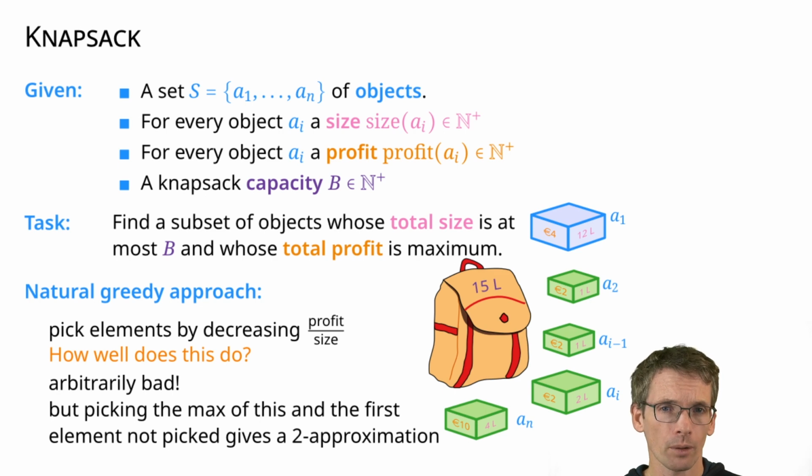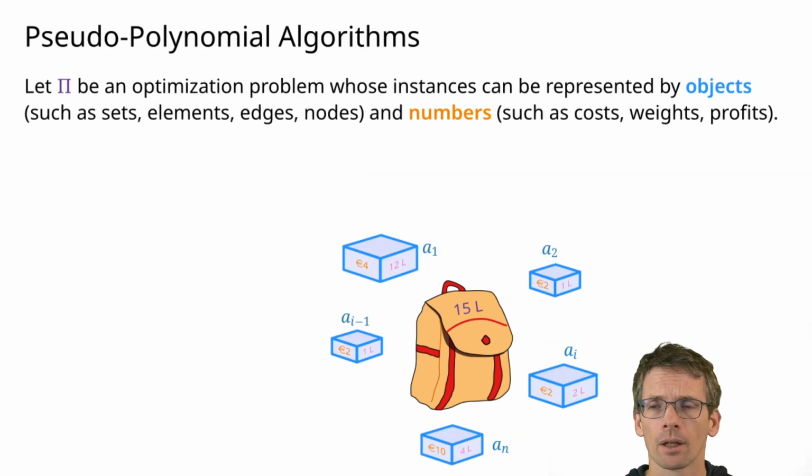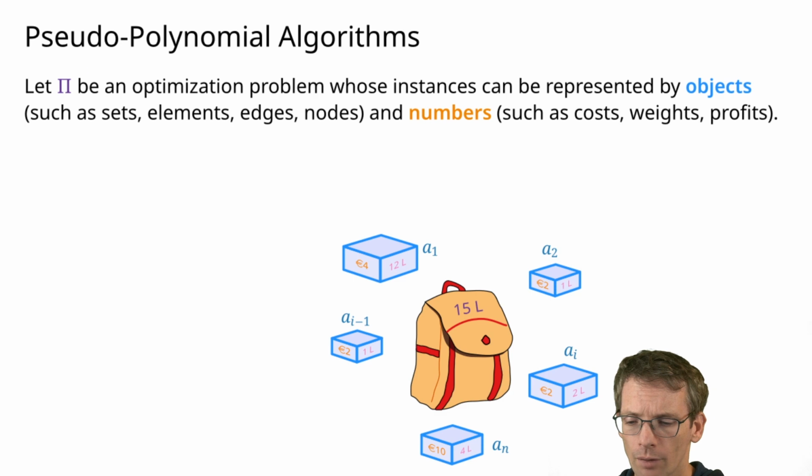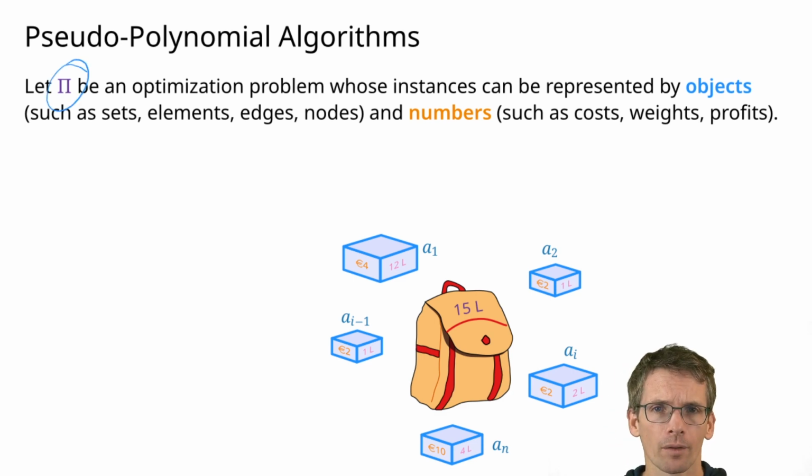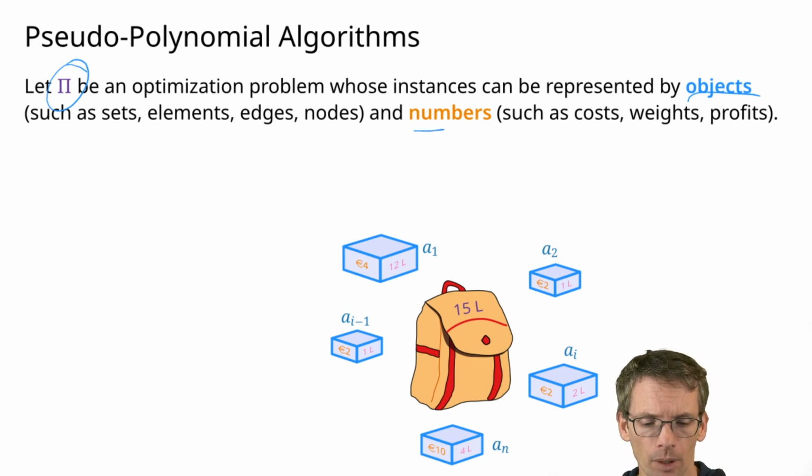Before we further talk about approximation algorithms, we first switch topics and look at a bit of complexity theory. And first of all, we're going to look at pseudo-polynomial time algorithms. So let's assume we have an optimization problem where the input consists of objects we have here, and numbers. So in our case, the costs and the profits are all numbers.